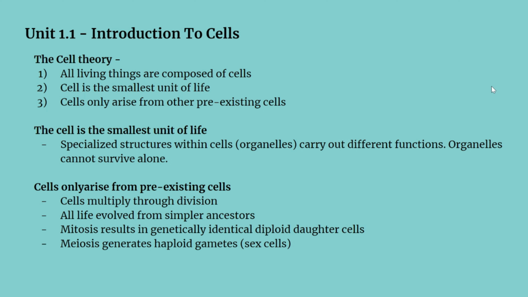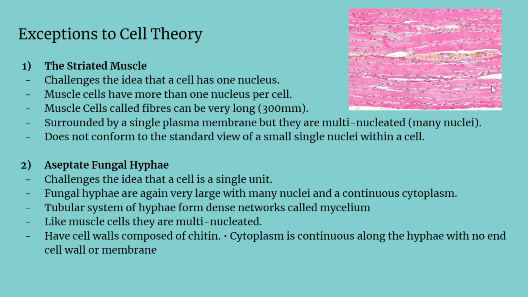So, cells multiply through division. All life has evolved from simpler ancestors, like I mentioned, and you usually have two forms of reproduction, which are either mitosis or meiosis. Mitosis results in genetically identical diploid daughter cells where you have 2n number of chromosomes, and meiosis generates haploid gametes, which are your sex cells, which have n number of chromosomes, so half of it.